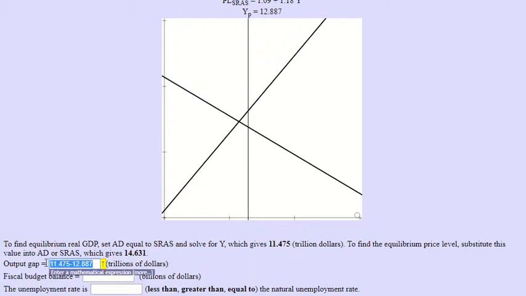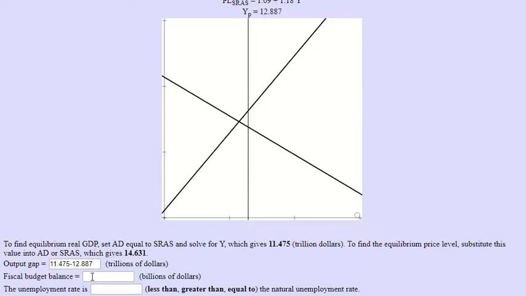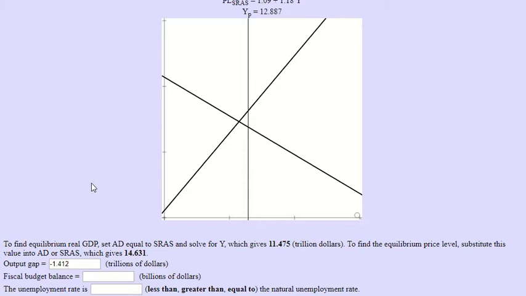So what I'll do is I'll go over to Excel, and I'll just have Excel calculate it for me. And the output gap is negative 1.412. That means we're in a recession. It's negative. Oops, sorry. Wrong box. The output gap is negative, so we're in a recessionary gap with high unemployment. The fiscal budget is balanced, so that means taxes equal government spending, so the fiscal budget balance is 0. And like I said, we're in a recessionary gap because the output gap is negative.